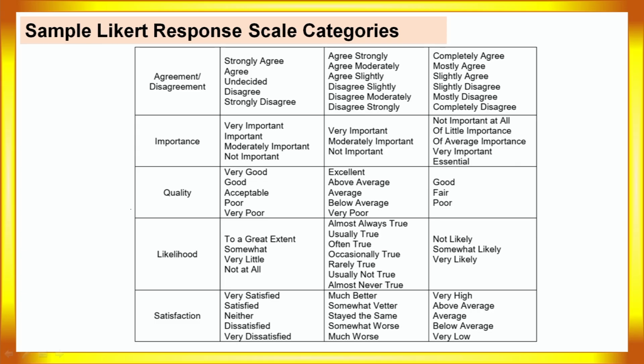1. Now the scale, or the continuum, may be based on measuring quality, so it may be very good, good, acceptable, poor or very poor. Or in the case of measuring satisfaction, it may be very satisfied, satisfied, neither satisfied nor dissatisfied, dissatisfied, very dissatisfied. So you can use different phrases based on what is the suitable response to that particular question, or what construct you are measuring.